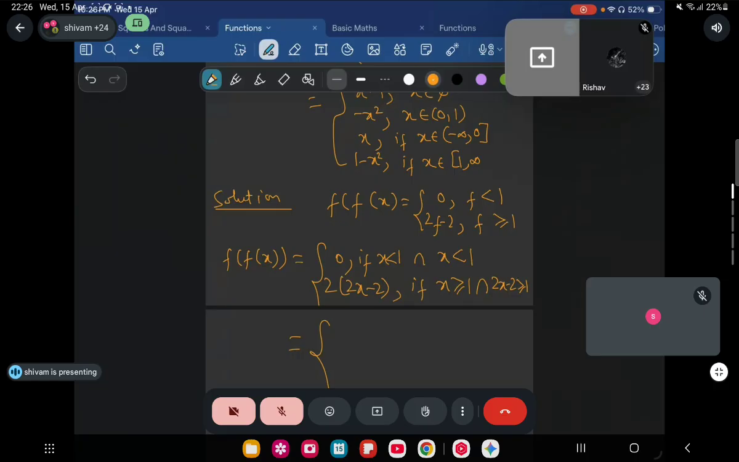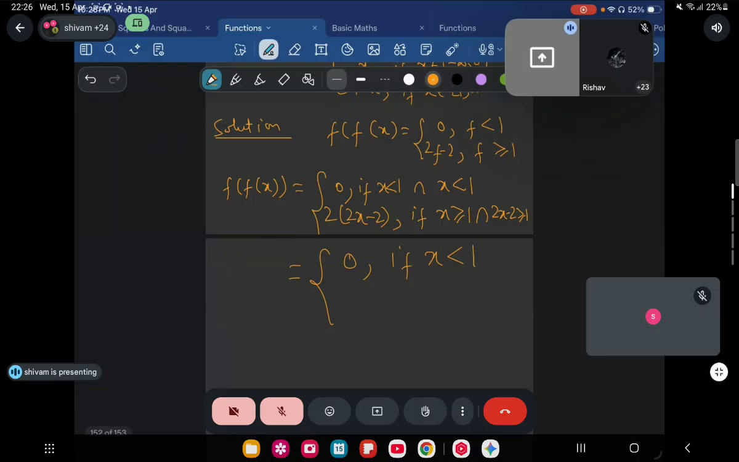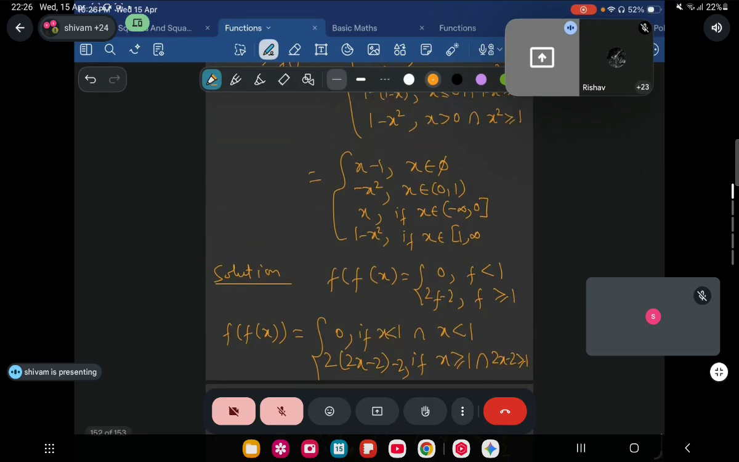Okay. So this will be equal to 0 if x is less than 1, it will be equal to 2 to the 4x minus 4, so minus 2 will also be there, 4x minus 6 if x is less than 3 by 2. But over here there is a discontinuity between 1 and 3 by 2. I think I'm making some mistake. Wait a minute.